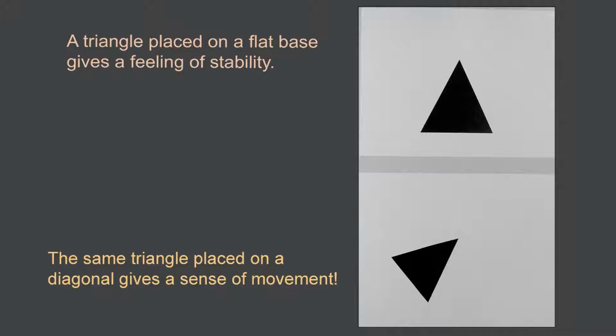So, when you look at these two diagrams, one on top of the other, the top one you see is showing a triangle placed on a flat base and thus giving a feeling of stability. Now, the same triangle when placed on a diagonal gives a sense of movement. Everything is same, but it is just about the positioning of that same element which brings a very important difference in what is being expressed through a particular picture.